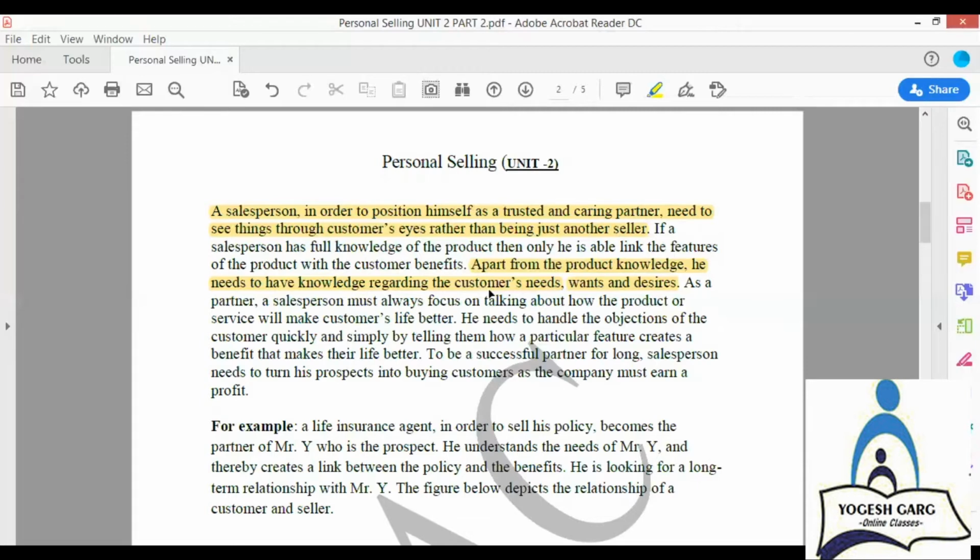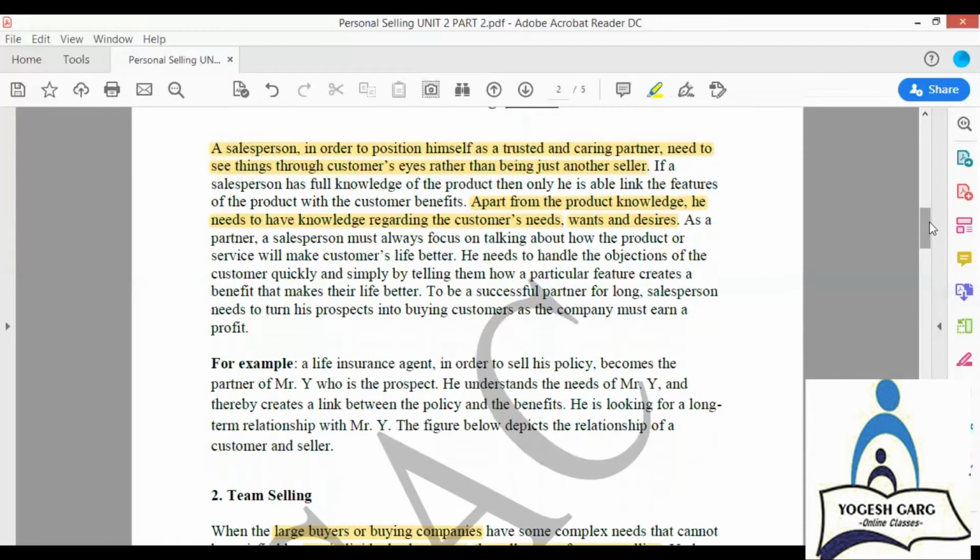So you can see that apart from the product knowledge, he needs to have knowledge regarding the customer's needs, wants, and desires. Again, the same point: if the agent suggests a good idea or solution to the customer, it will help in maintaining a long-term relationship. The same example has been given here.